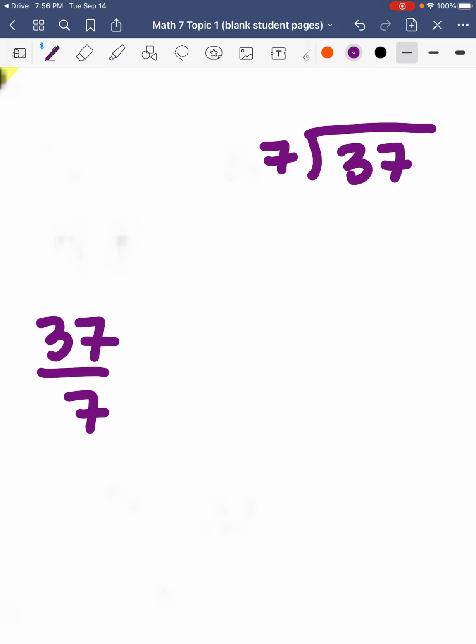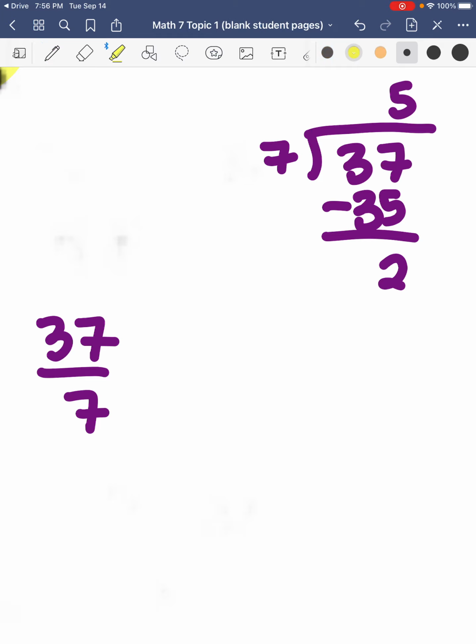How many times does 7 go into 37? Well, it goes in 5 times. 5 times 7 is 35. When I subtract, I'm left with 2. Now, I have everything I need to write my mixed number. I have 5 wholes, 2 is my remainder, that's my numerator, and 7 is my denominator.